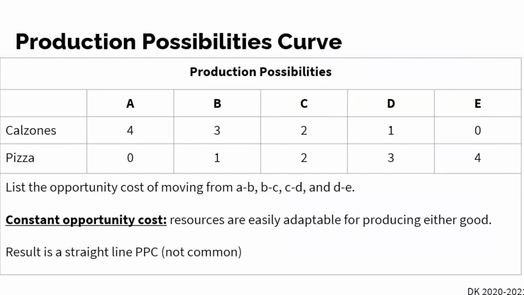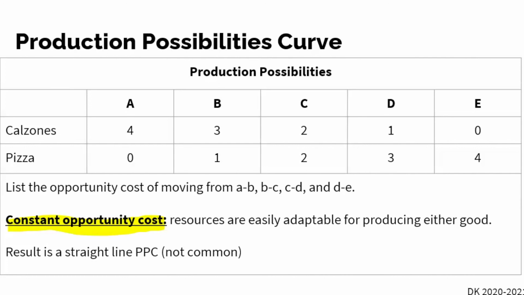And so with the PPC, yet again, we see the production possibilities table. But there are two different types of PPCs that you have to know. This one is called a constant opportunity cost PPC. The reason why it's a constant opportunity cost is because the resources are adaptable for producing either good.